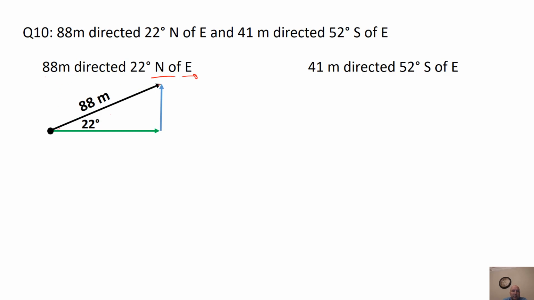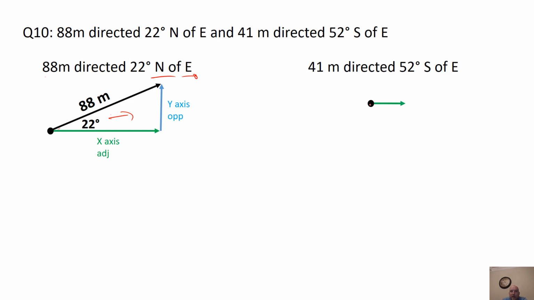So once again, arrow should butt in right here. Throw the 88 on the hypotenuse. Once again, it's 88 meters directed 22 degrees. And we have that one drawn out. And then we just determine, well, the opposite is going to be the y-axis component, and that's going to be north. And the x-axis component is going to be our adjacent side. That's going to be directed to the east.